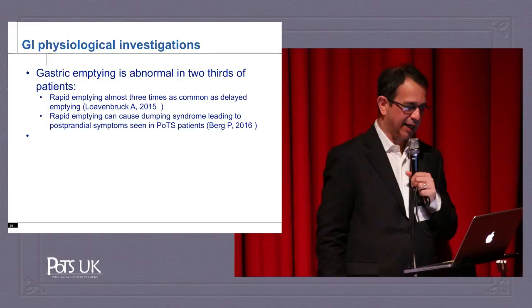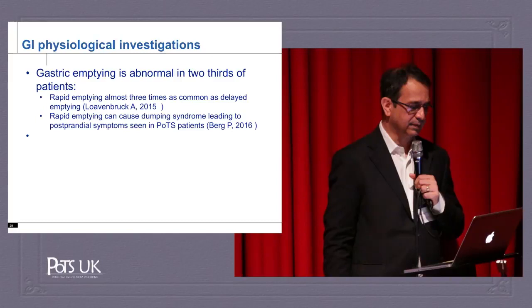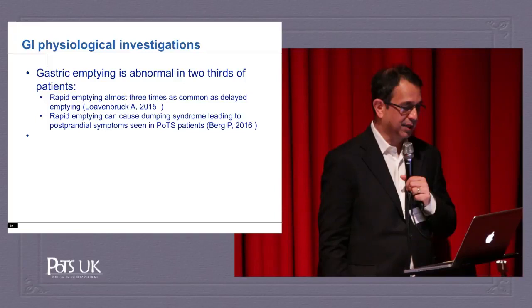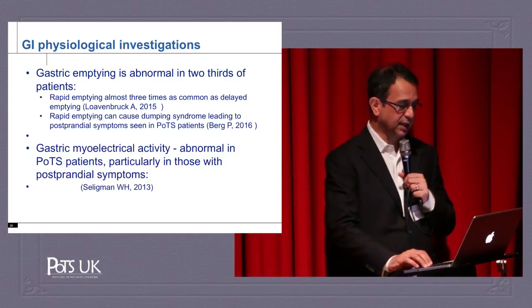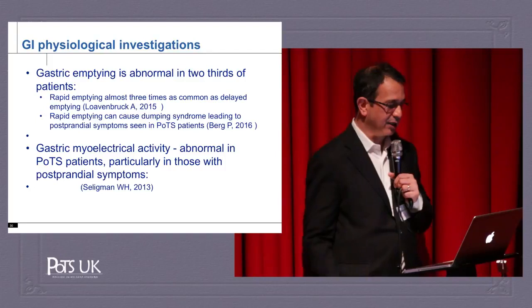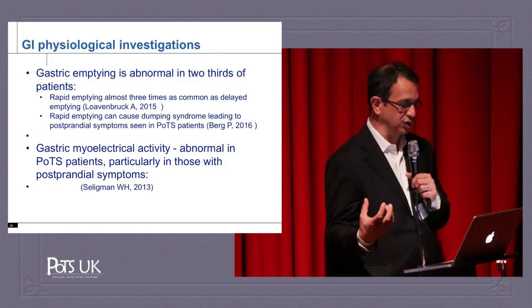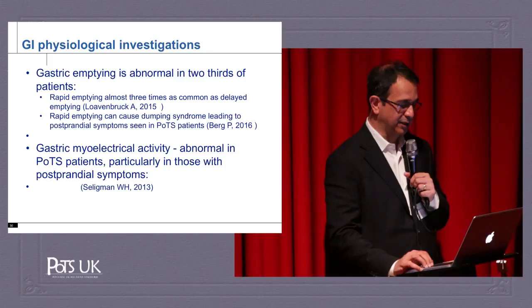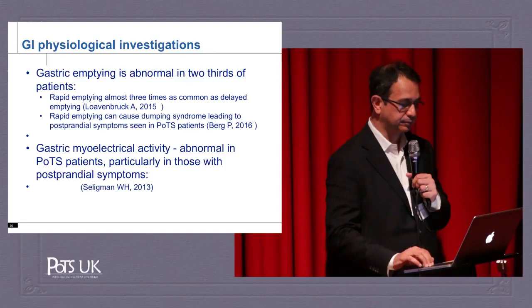So in terms of investigating this, I think a gastric emptying study is important in these patients, and studies have demonstrated rapid gastric emptying almost 3 times as common in POTS patients as delayed gastric emptying, and it can be a cause of dumping syndrome leading to postprandial symptoms in POTS. A few studies have also shown differences in gastric myoelectrical activity in POTS patients, particularly those with postprandial symptoms, that their electrical rhythm in the stomach is actually not normal.